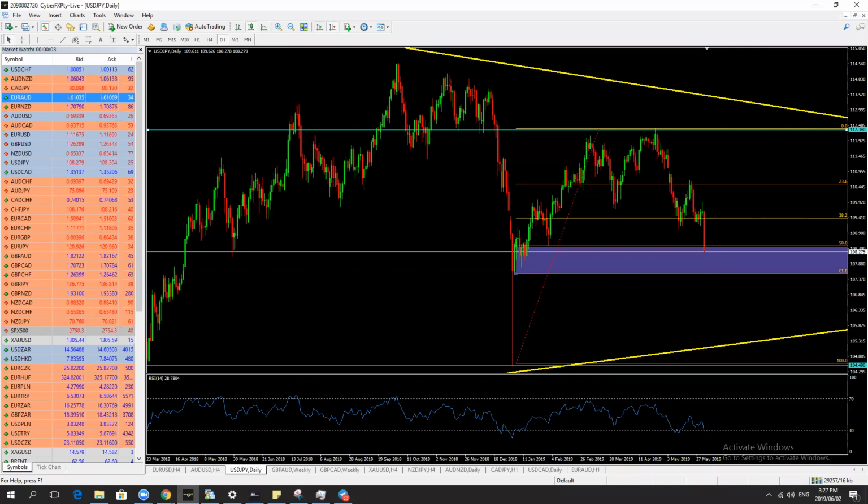So my personal analysis on this pair, and I'm not trying to convince you in any way. USD JPY. I've been looking at this pair from a weekly perspective, and that's what I saw: left shoulder, head, and the right shoulder is forming. That's where my target is. I've been on this pair ever since. So we're in the right shoulder area.